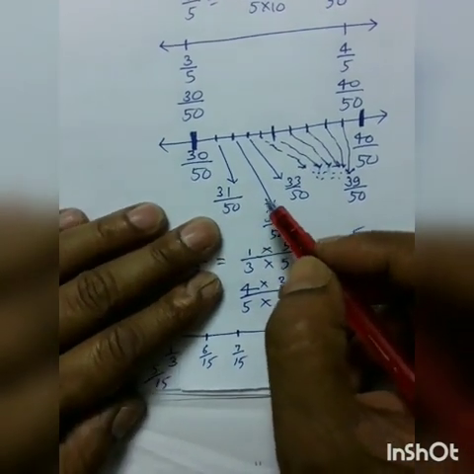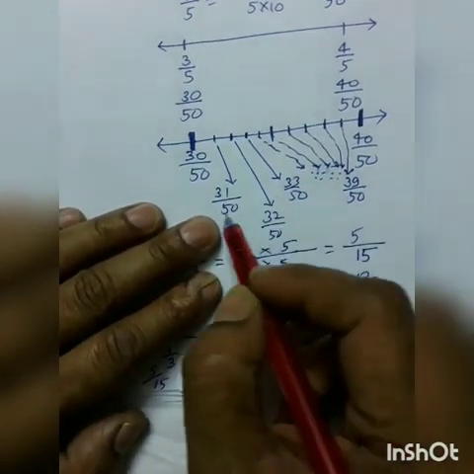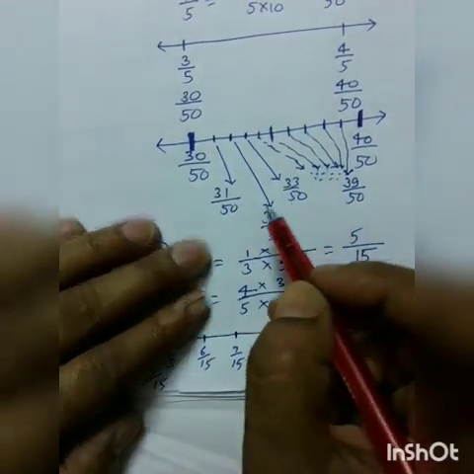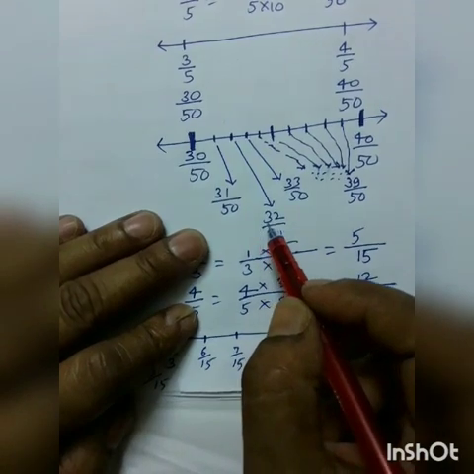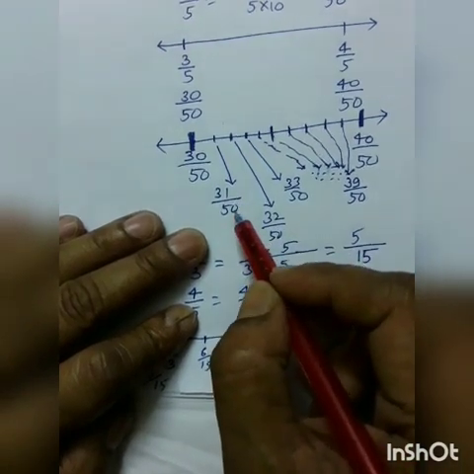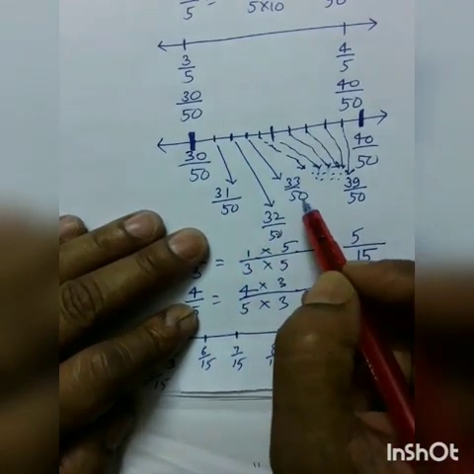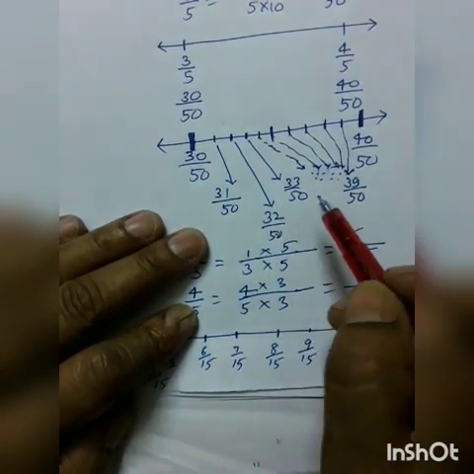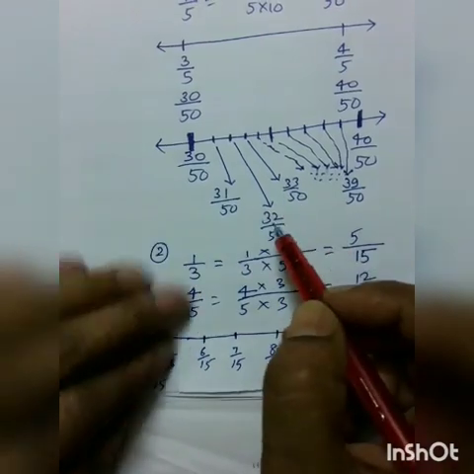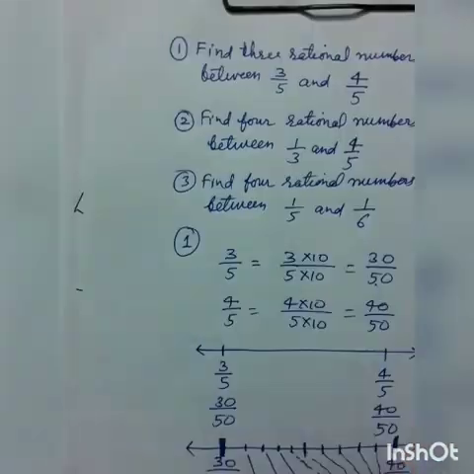The answers of different children can be different. So you have to select out of these any three, and you will write: three rational numbers between 3 by 5 and 4 by 5 are 31 by 50, 32 by 50, 33 by 50. One child will write like this. Another one can select other three also. You can write any three. Is it clear? Okay. Now coming to question number 2.